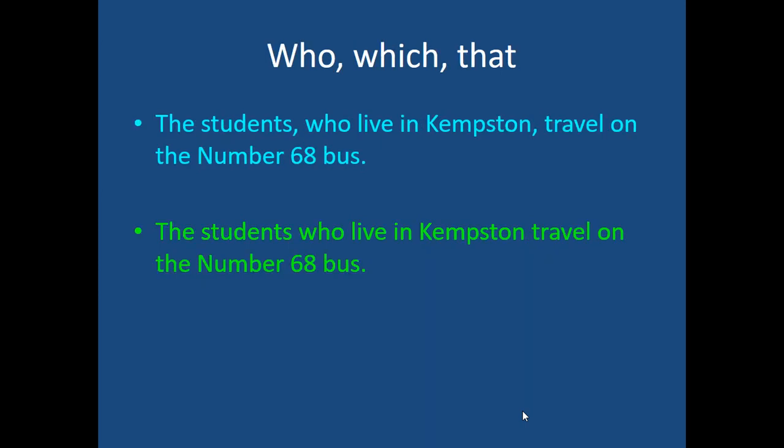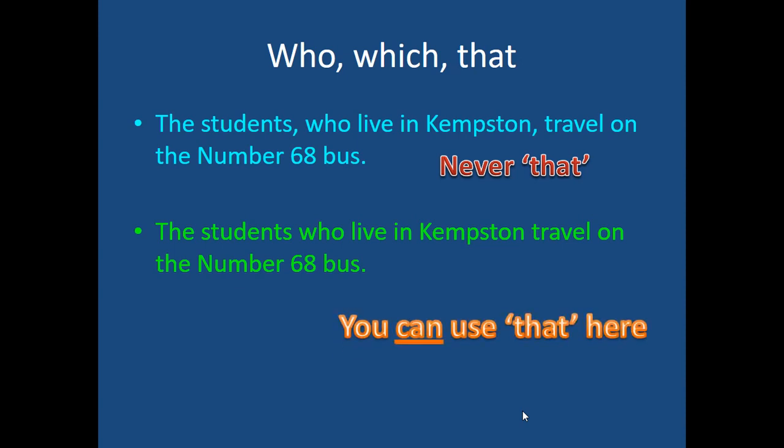Let's look at the relative pronouns who, which, and that. Okay, the students that live in Kempston travel on the number 68 bus. We can use that for the second one. We can't make it a grammatically correct sentence by using it in the first one. So we don't use that when we have commas, so when it's a non-defining relative clause. But when it's a defining one, you can use that. Or you can use who. Okay, my recommendation is use the relative pronoun that you've learned every time. So with people, who. English people will say the students that live in Kempston.